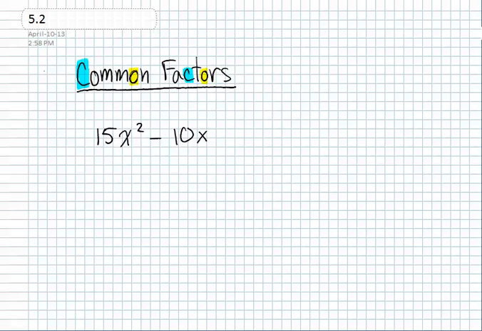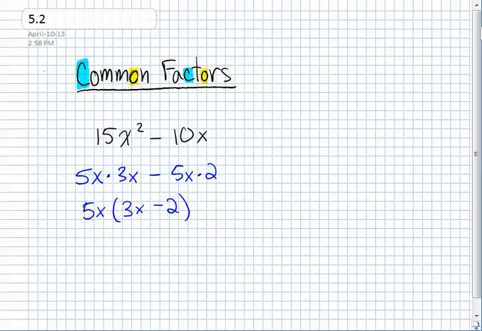All right, well, if you said 5, then you are partially correct, because in fact it is 5x. 5x can be divided out of both of those, and when you do that, 15x squared divided by 5x leaves you with 3x, and then minus 5x times 2. Okay, and so then I can pull the 5x out, and I see that I have no other common factors remaining when I do that, and there is my factored binomial.